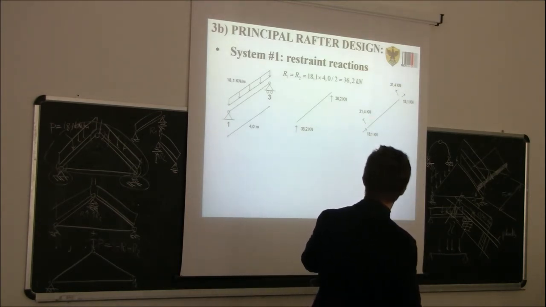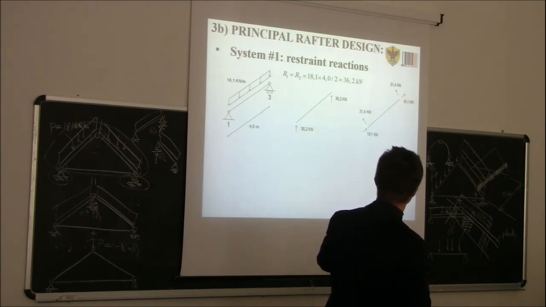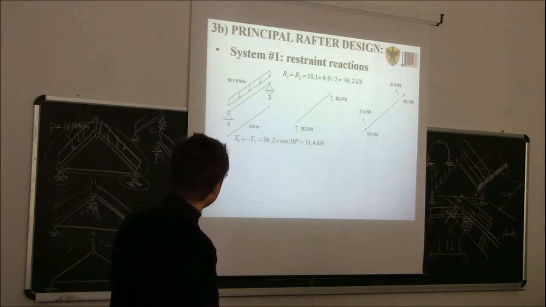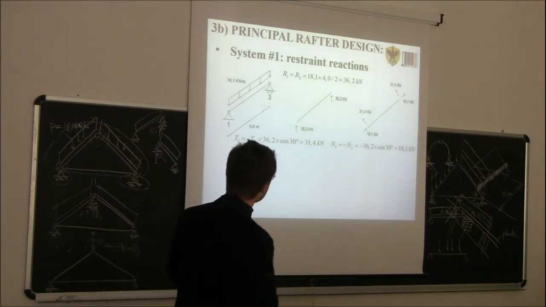This 36.2 has two components. If you decompose the 36.2, you get 18.1 in one direction and 31.4 in the other direction. 36.2 times the cos of 30 degrees, the inclination here, will give us 31.4, which is the value of the shear. And then, of course, there is also an axial component, as you can see.